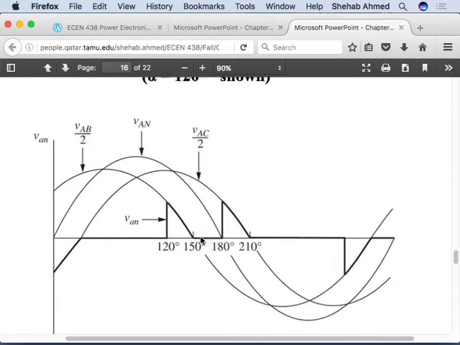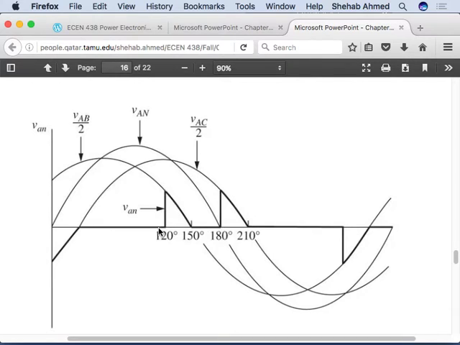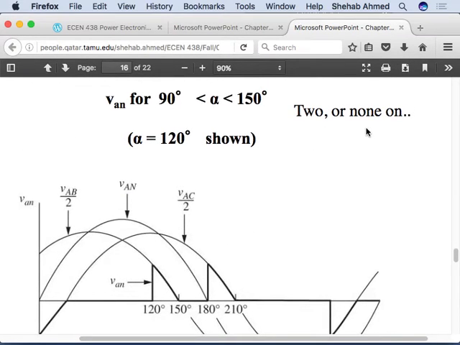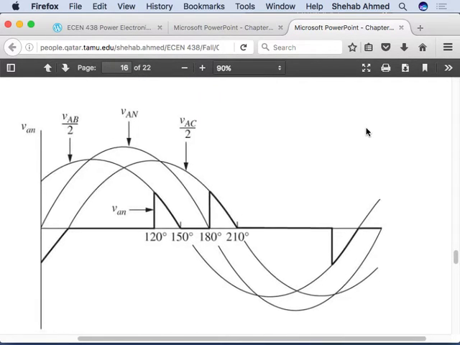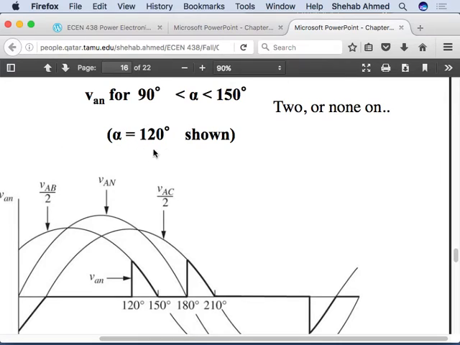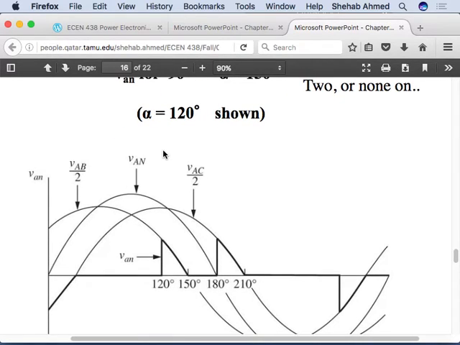So draw this. I will not draw this one. It's very similar to what I just did. It's also 2 devices or none. So, as practice, do a case where alpha is 120 degrees. It may help if you draw more grid lines. It may make it easier for you to do the drawing.